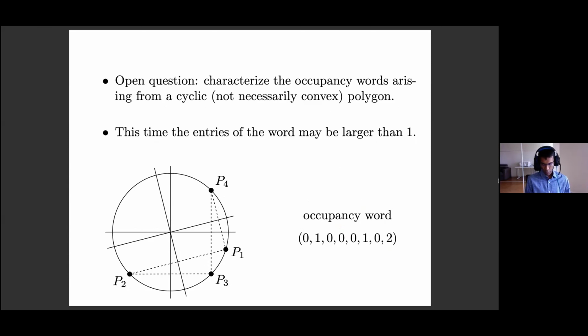So you can ask for something a bit more general. In the theorem we had, the points were arranged in cyclic order, and we were taking perpendicular bisectors of P1 and P2, P2 and P3, P3 and P4, and so on. But we can ask something a bit more general. We can look at a non-convex polygon, like here, and take the perpendicular bisectors and ask what are the configurations of points and lines that are realizable. And this time you see on this example that this region here contains 2 points. So the occupancy words are not just with 0 and 1 entries. You can have also bigger entries. And in this case, we do not know how to characterize the realizable words. That's an open question.